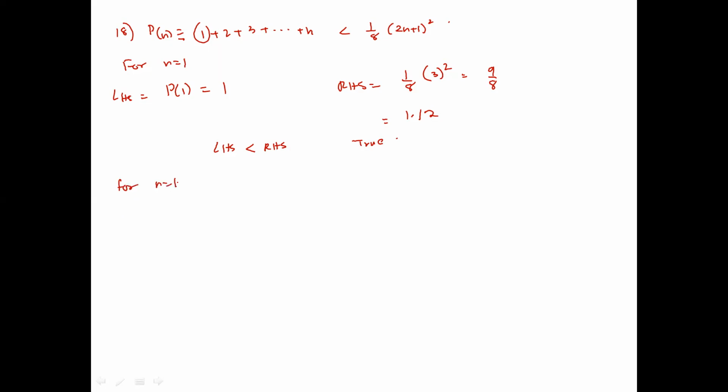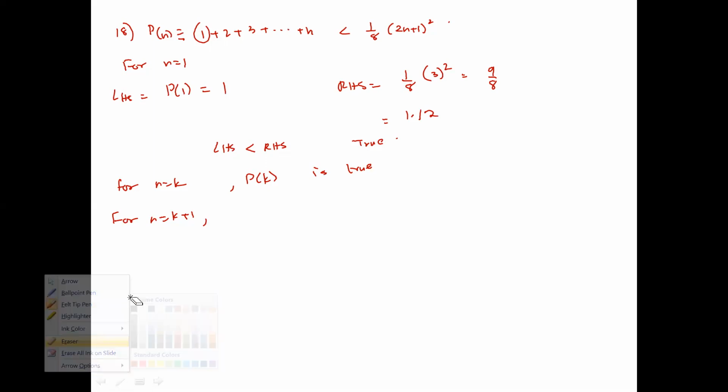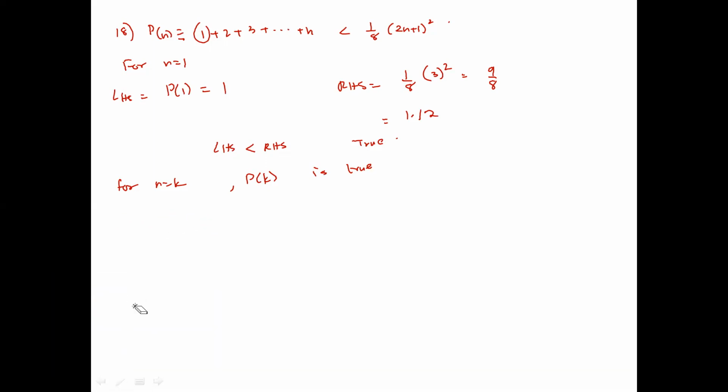Now for n equal to k, we can assume that P of k is true. When you take n equal to k plus 1, that you have to put. So at present, we have taken n equal to k to be true. That means blindly you can put n equal to k, left side 1 plus 2 plus 3 plus up to k, and say that it is less than 1 by 8 into 2k plus 1 whole square.